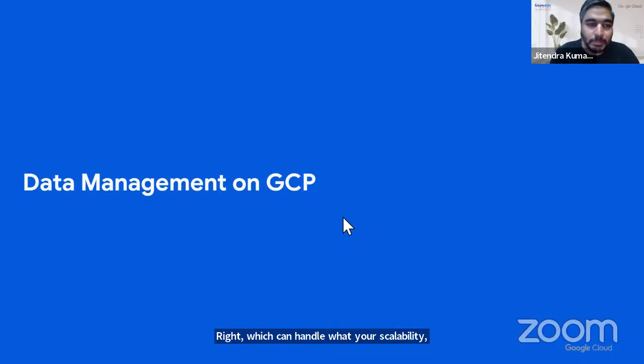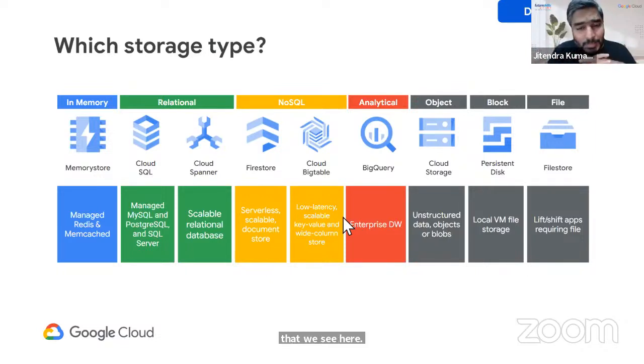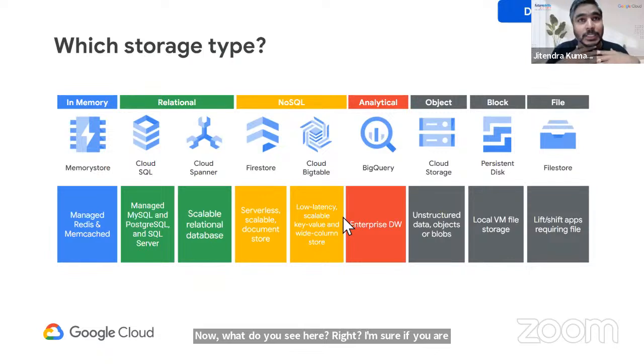Okay. So in this platform, let us see what kind of database options we have. Now when you look here from left to right, these are all the database options that we see here. Now, what do you see here? I'm sure if you are in college or if you are a working professional, you must have come across these different database types by now.